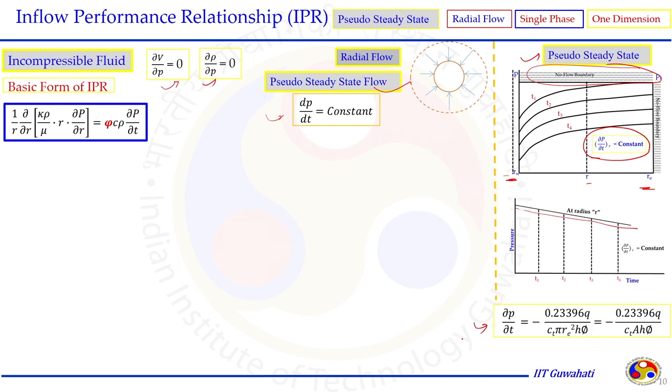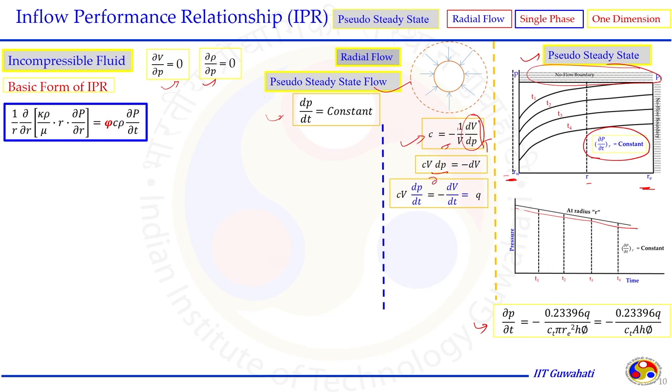How to get this expression? We can start with our compressibility coefficient definition, that is c equals the change in volume with respect to pressure at constant temperature divided by the original volume. This equation can be adjusted simply like this, and both sides can be divided by dt. Then this change in volume with respect to time is actually the flow rate q, and now this flow rate q can be related to this pressure change.